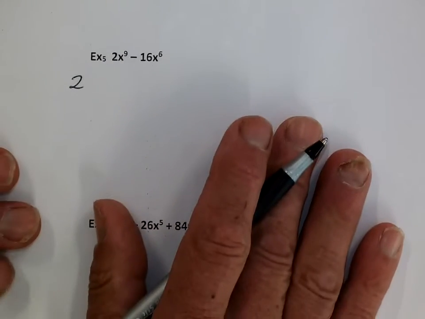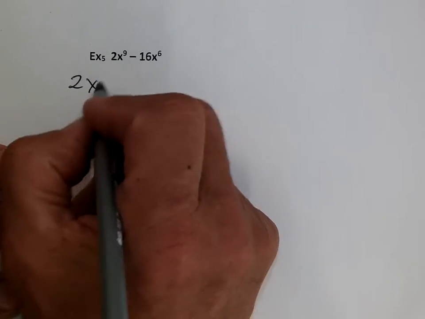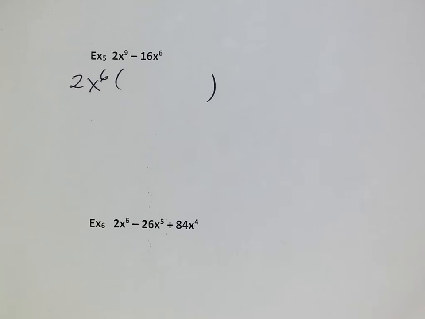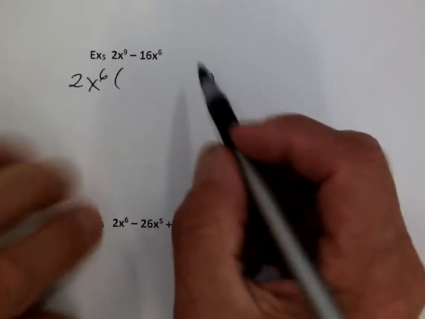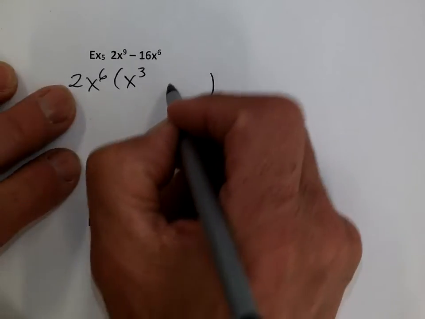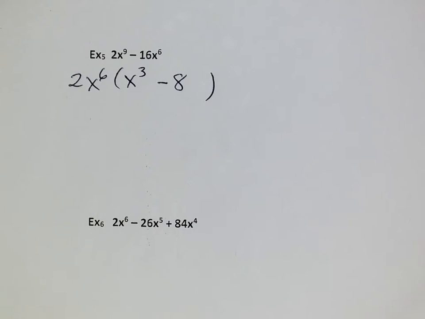And I see they both have at least x to the 6th in common, okay? So if I common factor out a multiple of 2 and a common x to the 6th, I'll be left with an x to the 3rd minus 8. That can be factored again.